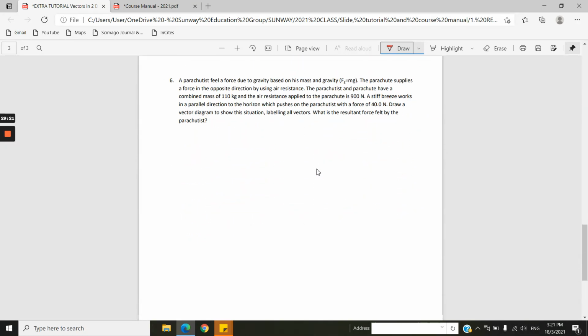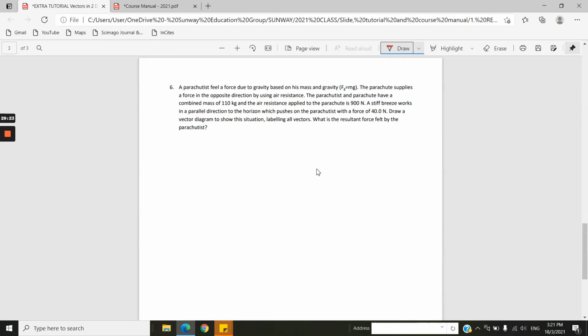Okay, and number 6, a parachutist feels a force due to gravity, with his mass given. This parachute supplies a force in the opposite direction, which is air resistance. So there is a force against the parachutist, called air resistance. The parachutist and parachute have a combined mass of 110 kg.